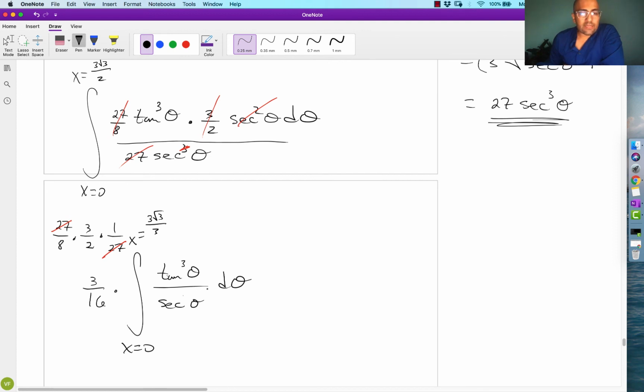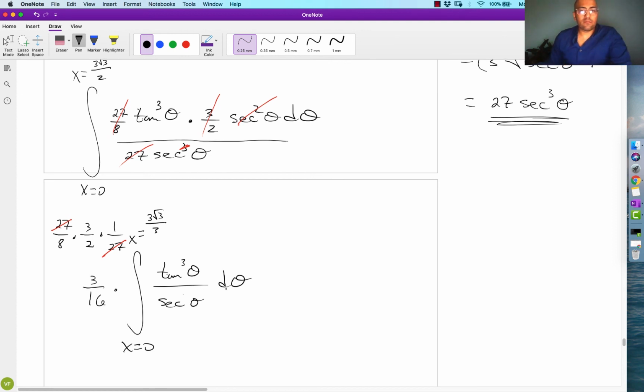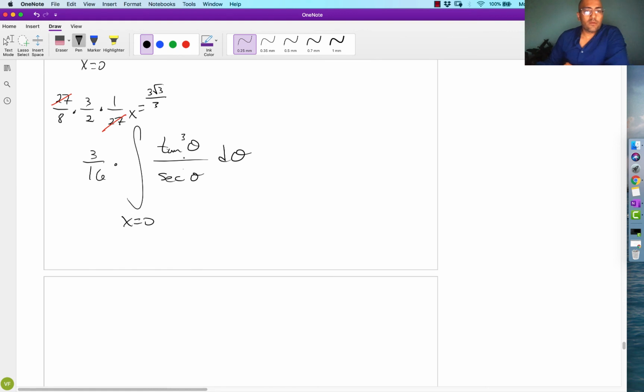Let's convert everything into sines and cosines. So this will give me sine cubed theta over cosine cubed theta. Right, that's tangent cubed theta. And then secant of theta is 1 over cosine of theta, like this, d theta.